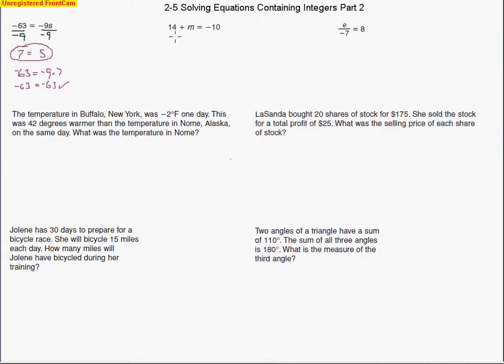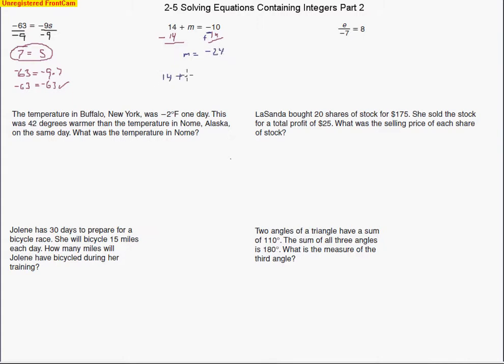Next one here, we have to do an opposite operation, but this time it's a positive 14. It's being added to m, so we're going to go ahead and subtract it from both sides. So when I take away positives from a negative, I end up adding the opposite. You see, it's the same thing as adding negatives. And so I do end up adding those two numbers. It makes negative 24. Let's just check and make sure it makes sense.